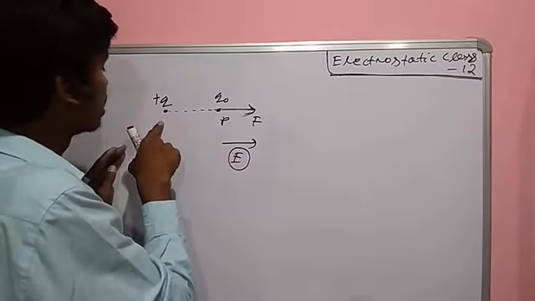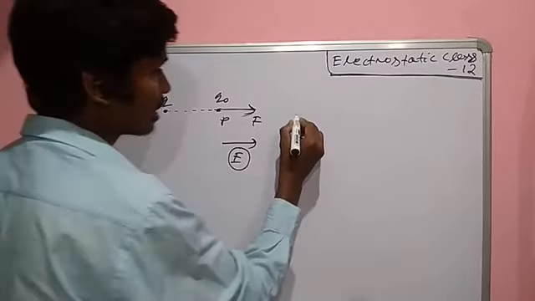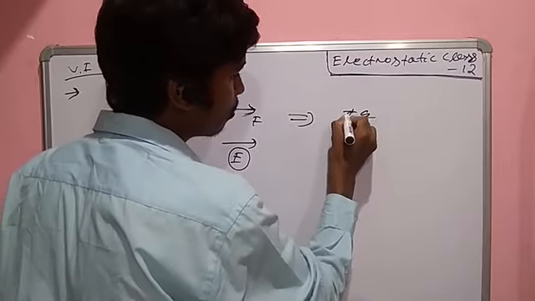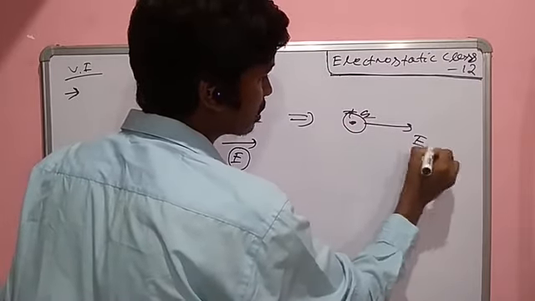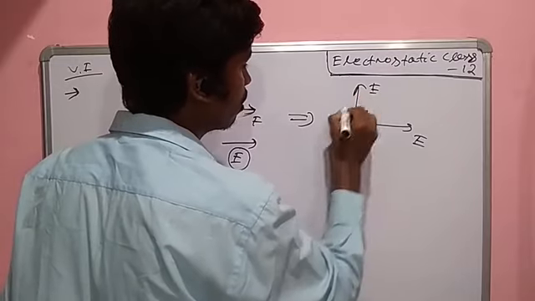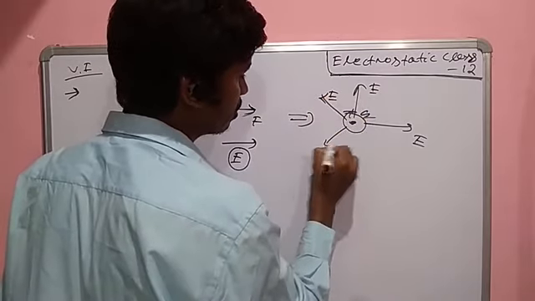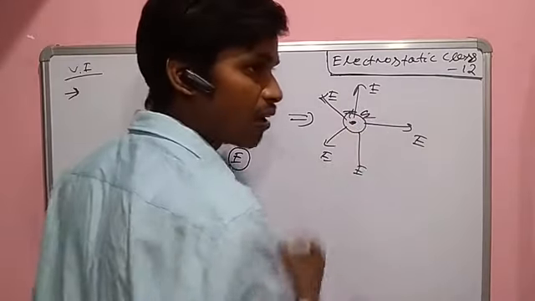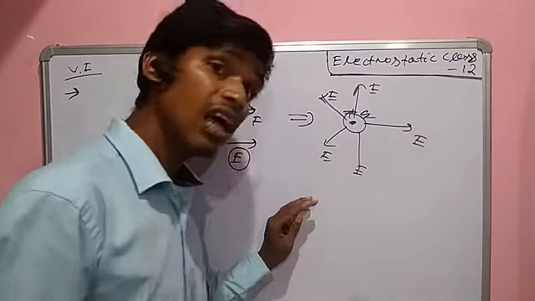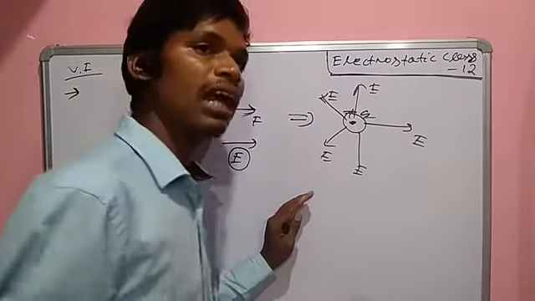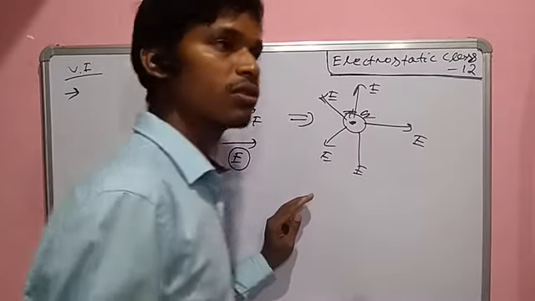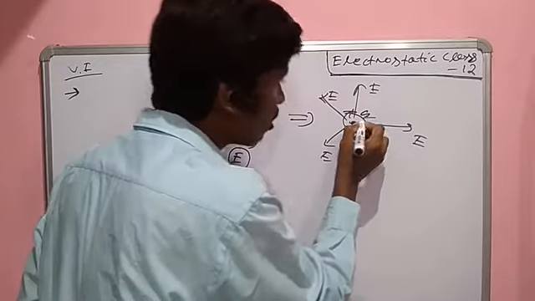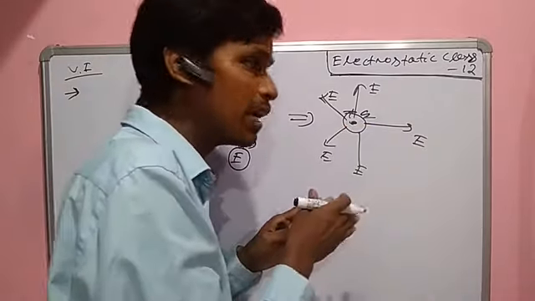That means about this explanation, whenever positive charge, the field direction is this direction. Yes or no? That means it is also called lines of force. I will discuss lines of force later. So whenever positive charge is here, the direction of electric field is outward.